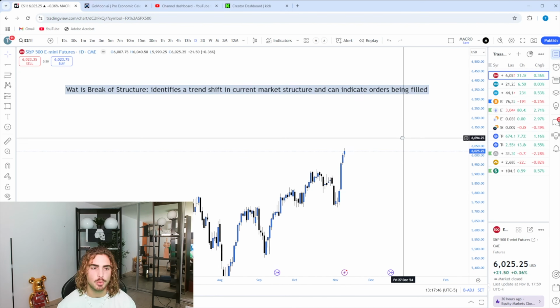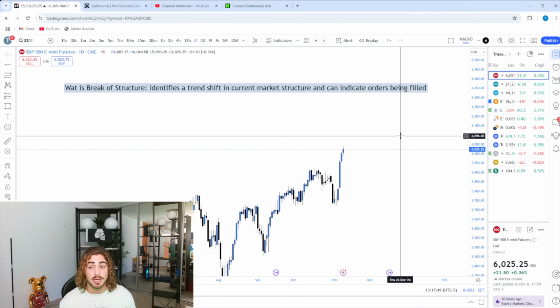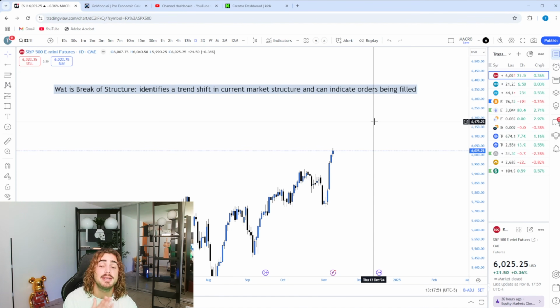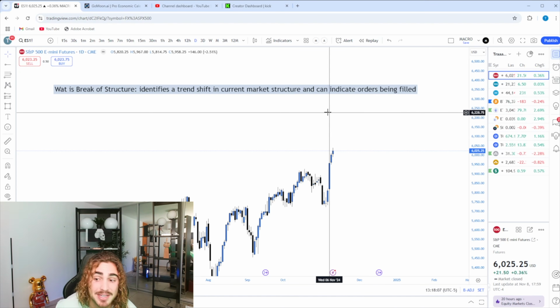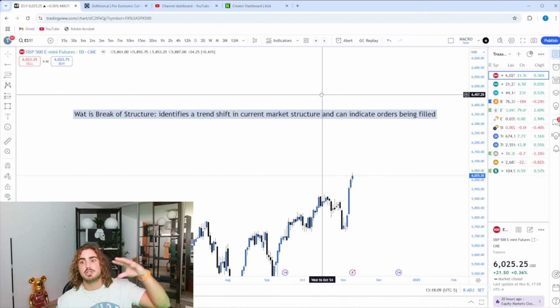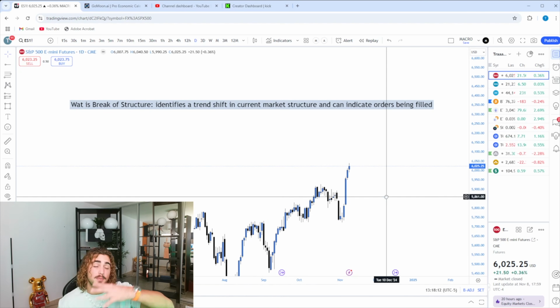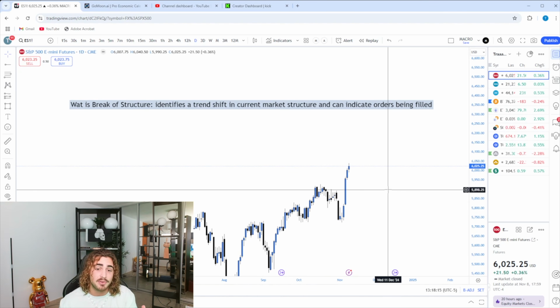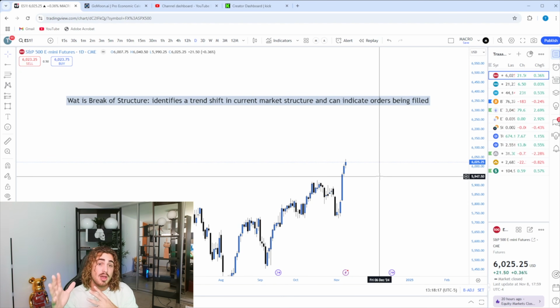All right, chart work time. First and foremost, before we get into the charts, I want to explain what break of structure is. Break of structure identifies a trend shift in current market structure, and it can indicate orders being filled. Before we go into the charts, I'm going to do a little drawing with lines instead of candlesticks first. Then we'll go into the candlesticks, show you how to identify break of structure, and how we can combine it with some of the other confluences I've taught you to actually complete a trade.